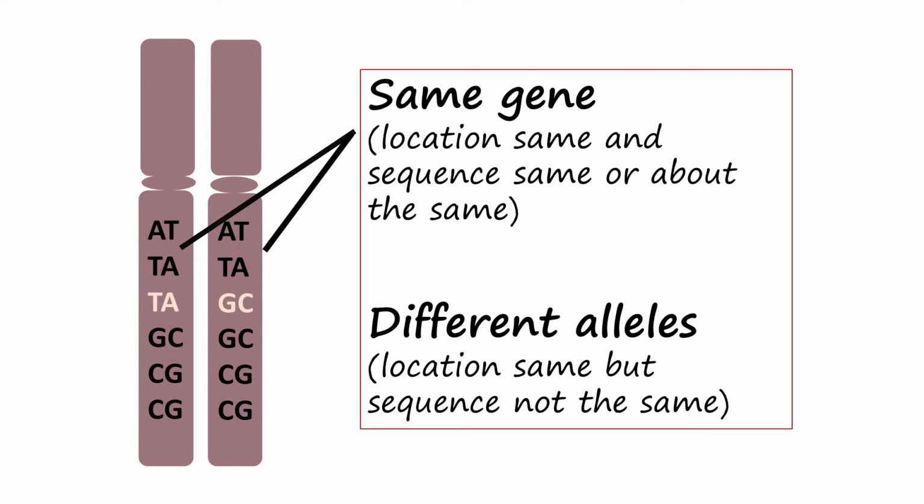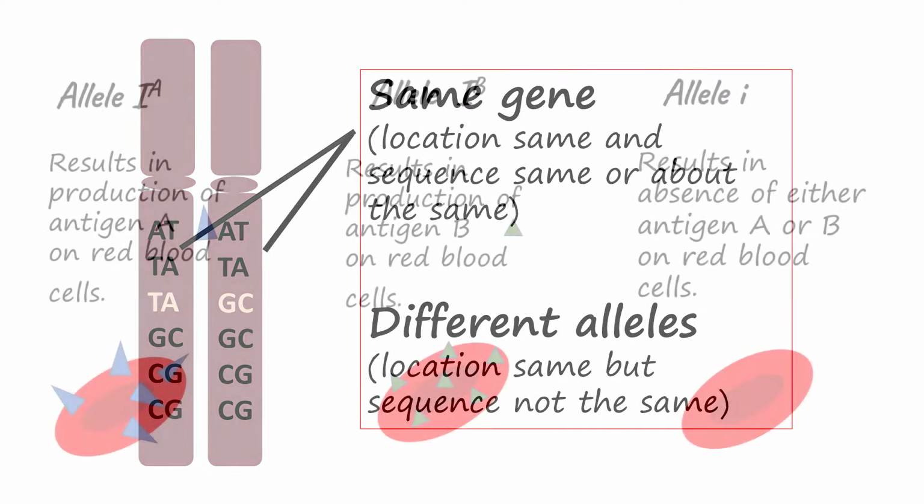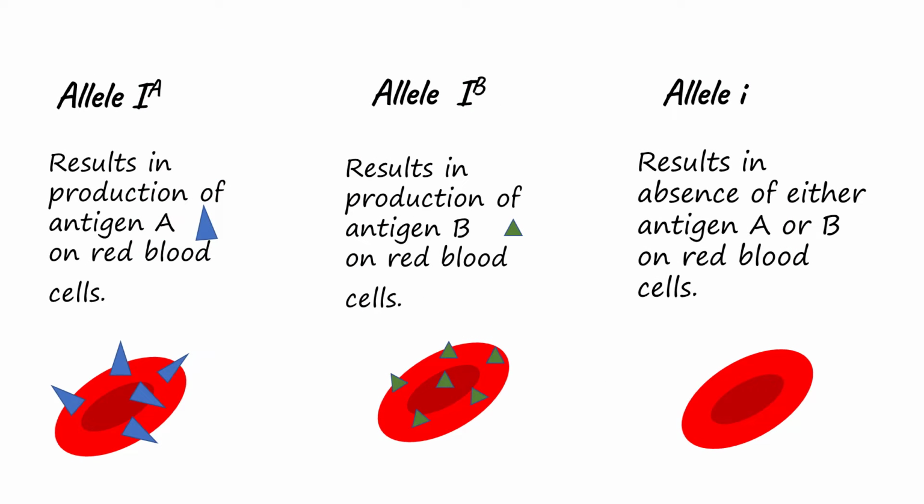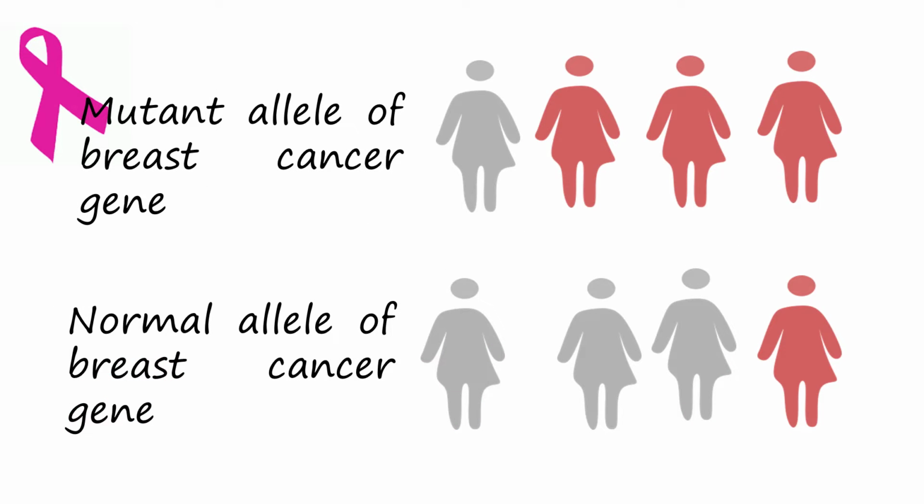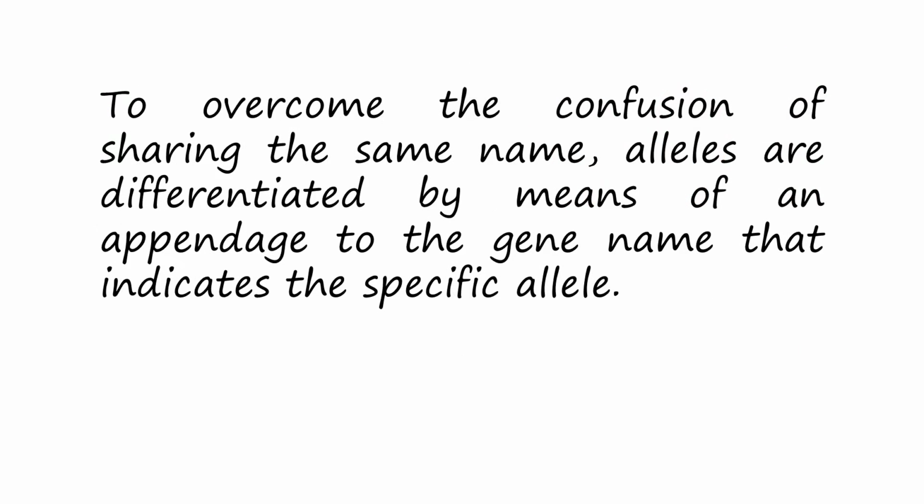However, alleles with the variant nucleotide sequence cause variant expression of a specific character. The gene for blood type, for example, has alleles for A, B, and O blood type, while the gene for breast cancer has alleles that do or do not increase the probability of breast cancer. To overcome the confusion of sharing the same name, alleles are differentiated by means of appendages to the gene name. To know more about the naming of alleles in humans, you may refer to the publication of the Human Genome Variation Society entitled Sequence Variant Nomenclature at the link provided in the description.